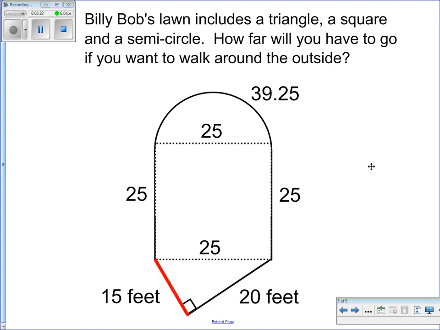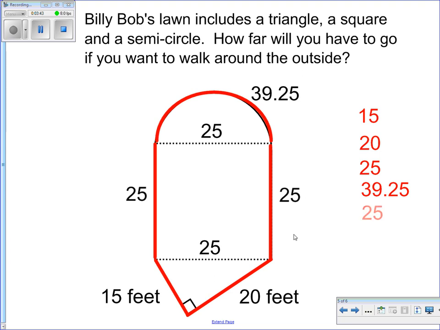All right, 15. We'll make that on our list. 20 is next. We'll put that on our list. 25. 39.25. And finally, one more 25 over here. We know now that we've gone all the way around because everything is marked, and we can simply add it up and get a total of 124.25 feet. The answer is, you'll have to walk 124 1/4 feet to get around the outside of Billy Bob's lawn.